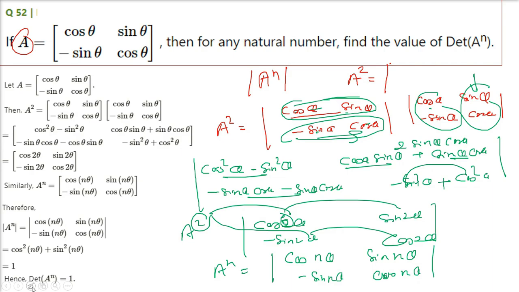Okay. Now, when we try to find out the determinant, let us see the determinant. Just cross multiply and subtract. So cos n theta into cos n theta will be cos square n theta, and minus sin n theta into sin n theta is minus sin square n theta. But minus minus will become plus. So it will be sin square theta plus cos square theta. Actually, theta is n theta here. So it will be 1. So determinant will be 1.